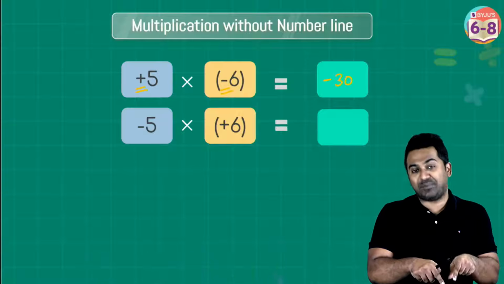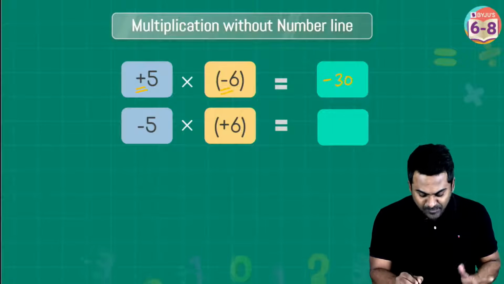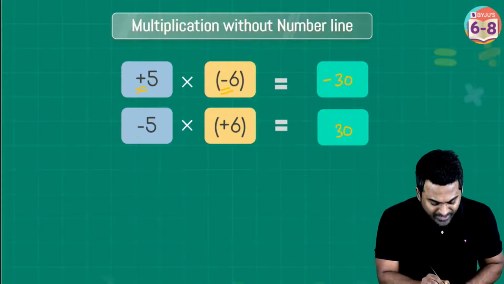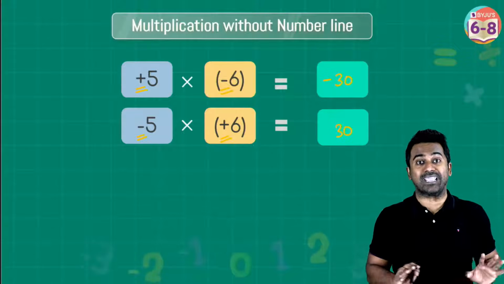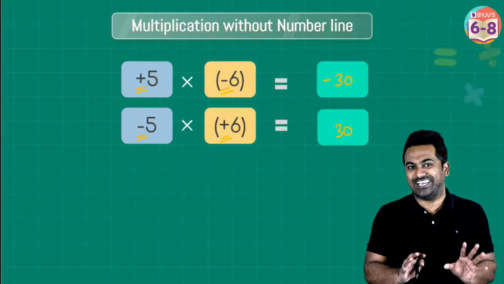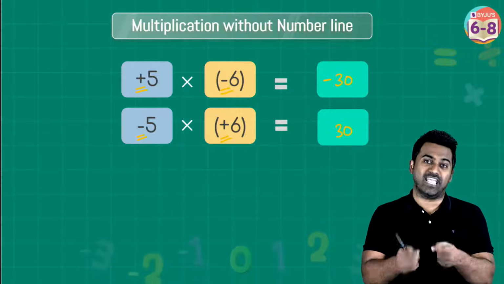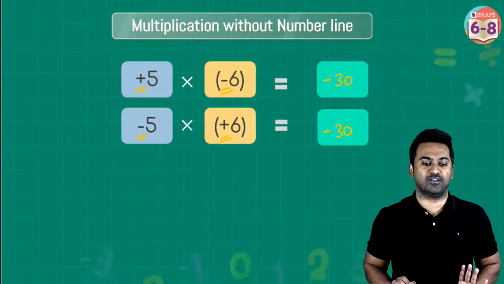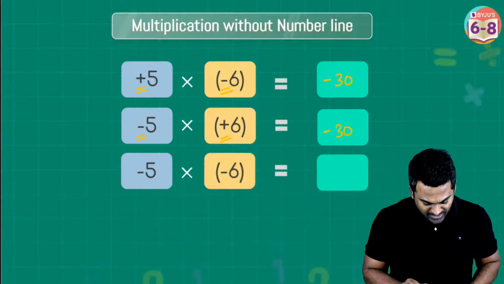Minus 5 multiplied with plus 6. Again, 5 multiplied with 6 we all know is 30. Now check out the signs. One is negative, the other is positive. Again, the signs are different. So we learnt it, right? Different signs, negative. Same signs, positive. So again, the answer is going to be negative 30. Very good.